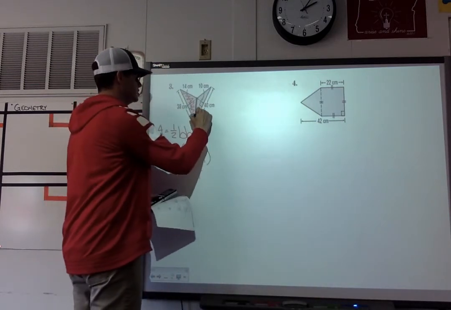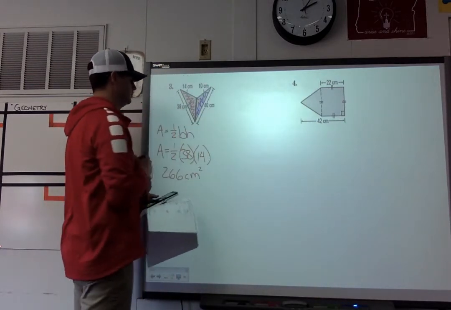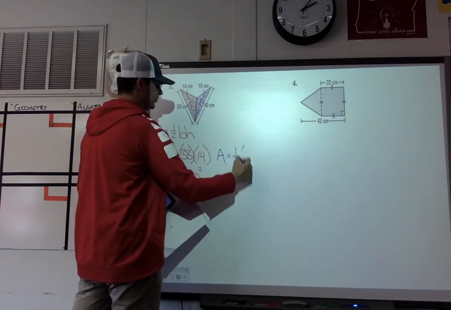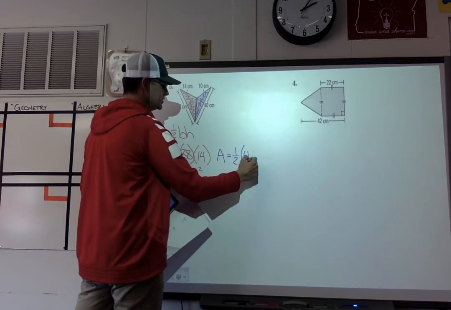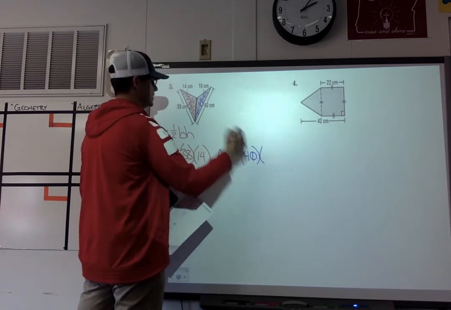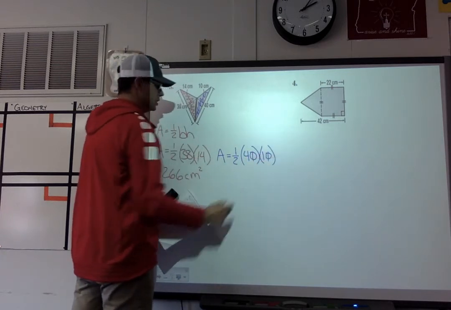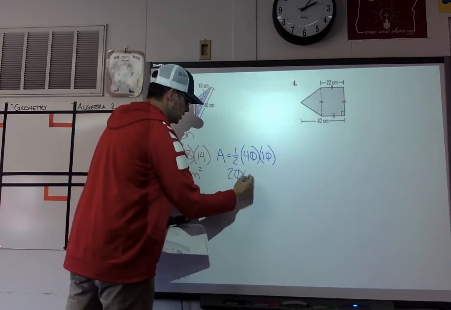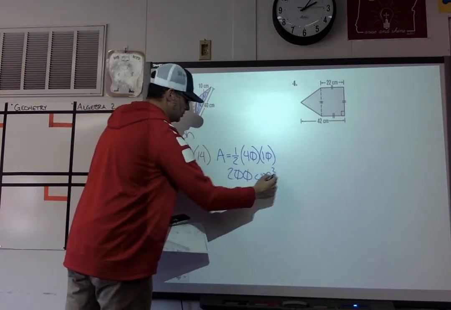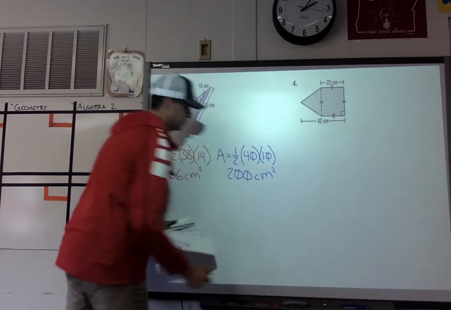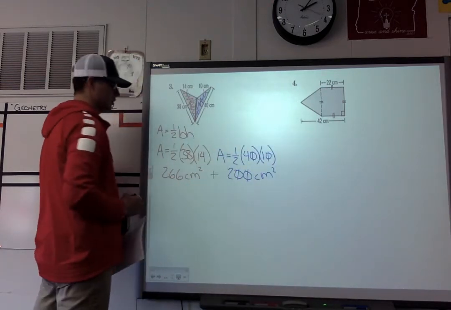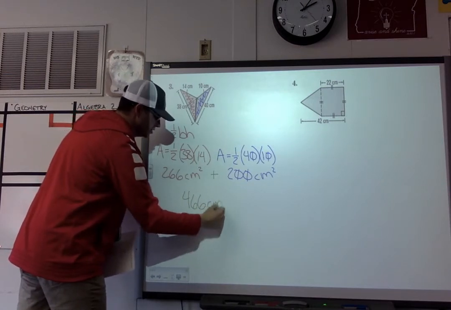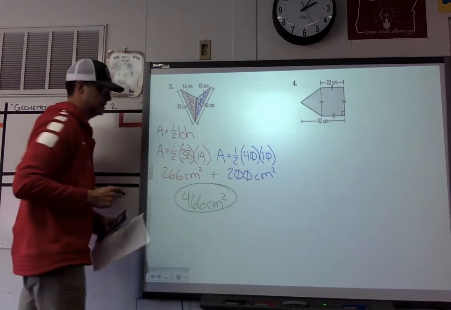Then I'm going to go ahead and do my second triangle in blue. The area is 1/2 times the base, which in this case is 40, times the height, which is 10. And that'll give me an area of 200 centimeters squared. So the area of the entire figure would be those 2 added together, which will be 466 centimeters squared.